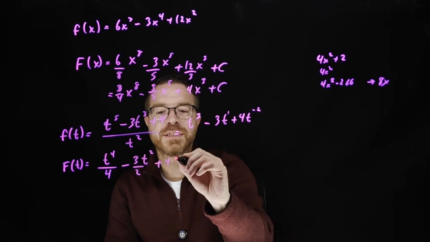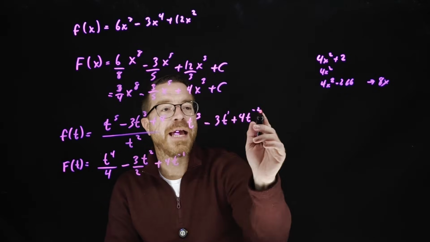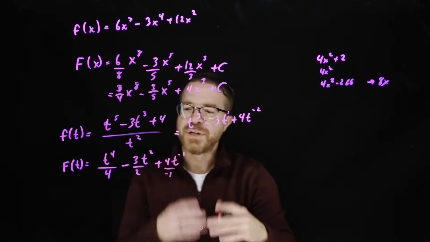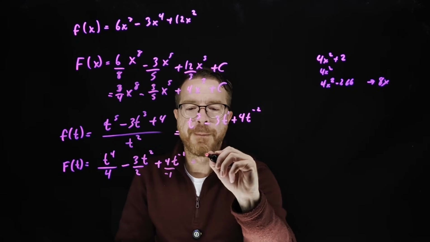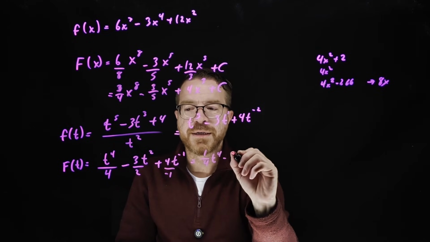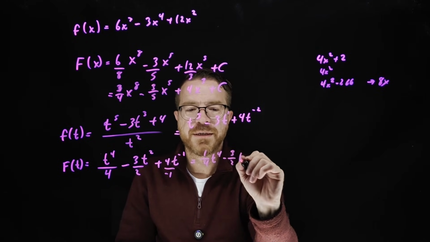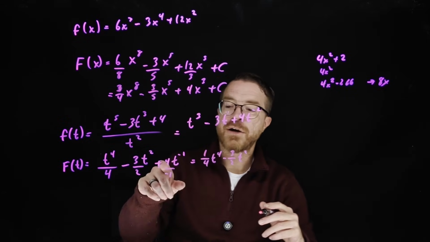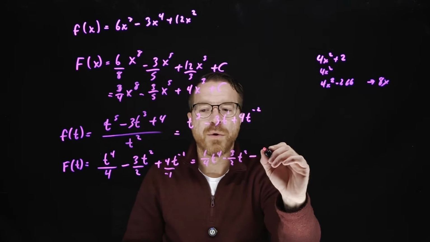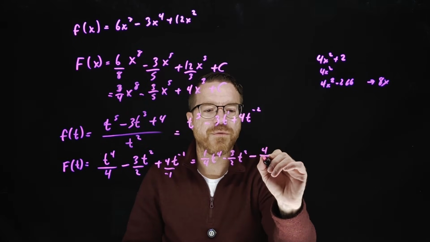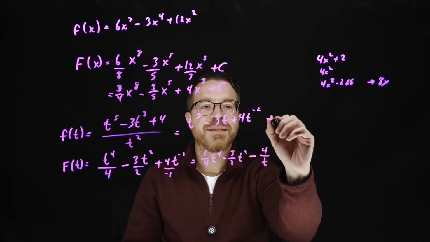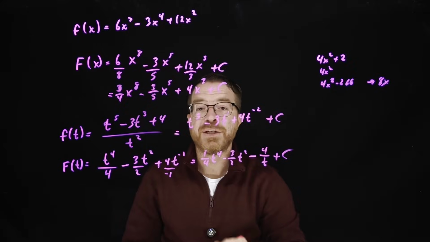So I'm going to take that up by 1. This is going to become t to the negative 1. And I'm going to bring down that negative 1, which is going to make this term negative. So now, rewriting this just to clean it up a little bit, this will be 1/4 t to the 4th power minus 3/2 t squared. And this one is now going to become minus t to the negative 1, which is the same thing as saying 1 over t. So this is going to be minus 4 over t. And of course, again, we have to consider that we have this plus c that we need to account for.